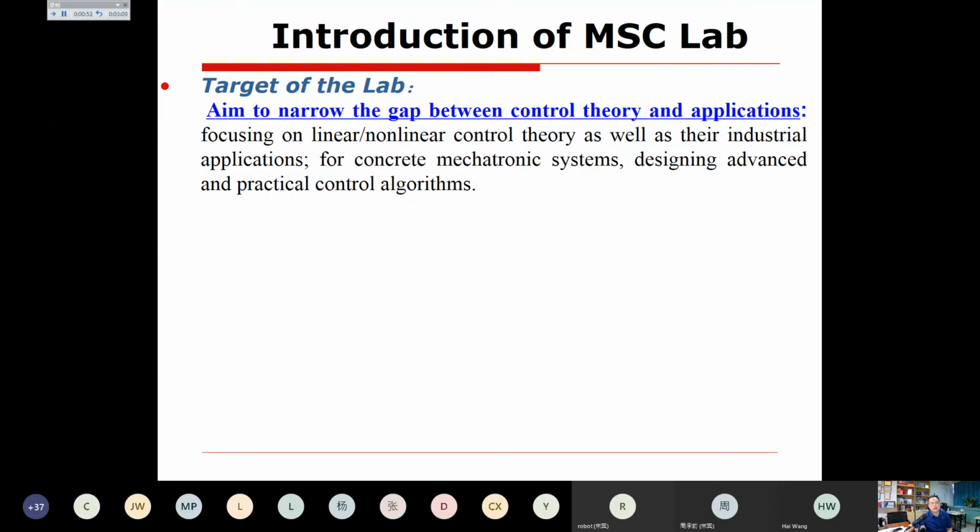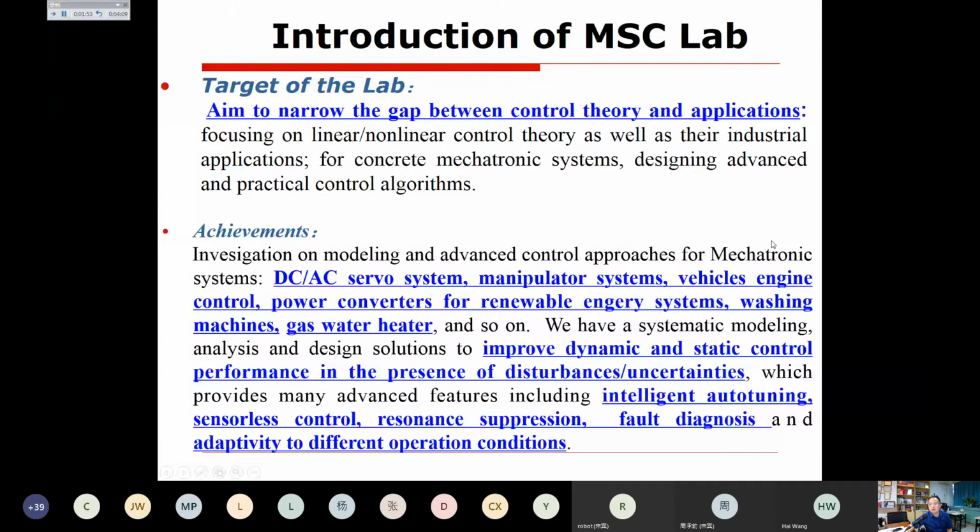Because when I was a master's and PhD student, I didn't have a chance to do research projects with companies. You know, if the problems come from the paper, it's totally different from the problems that come from industrial applications. So it took me many years to know how to do some real control projects and really successfully use nonlinear control theory. So I want to narrow the gap between control theory and applications. We have over 20 company projects, and we have made some investigation on modeling and advanced control approaches for mechatronic systems, including servo control systems, manipulators, and also engine control, power converter systems, and other systems.